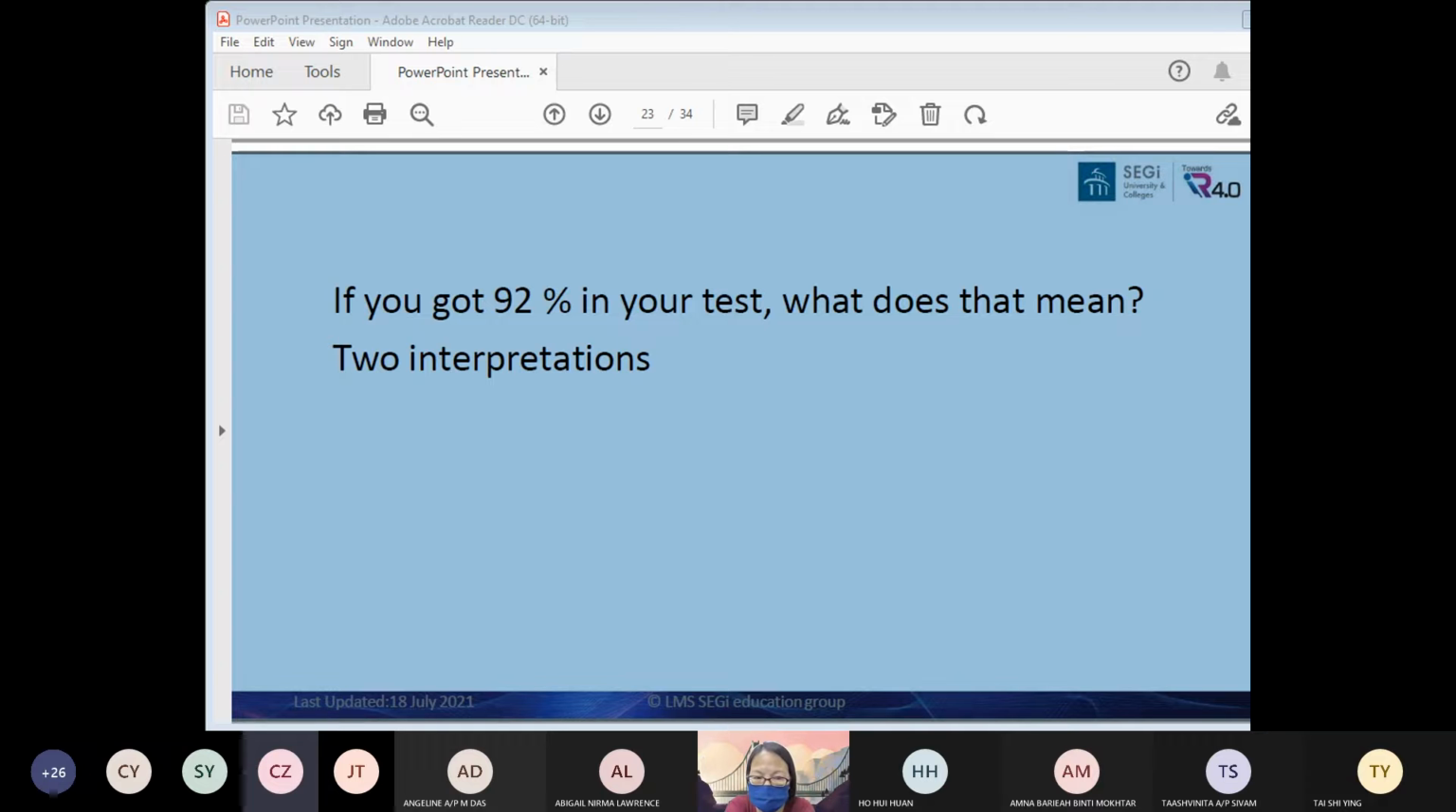The test is very easy. Yes, one of it is the test is very easy. What is the other? I'm too clever. Too clever. Yes, you are right. These are the two interpretations.